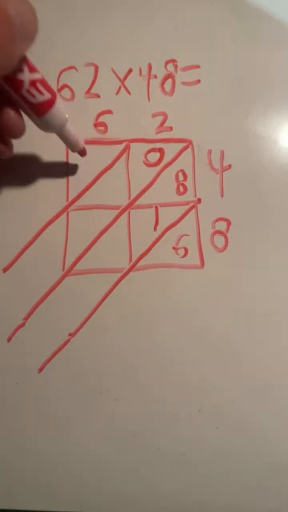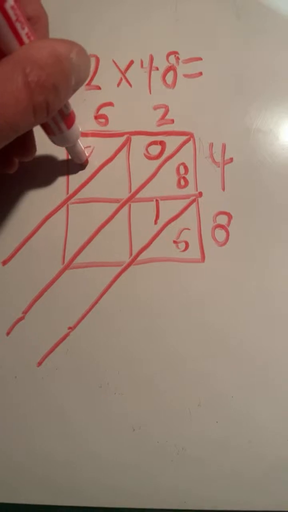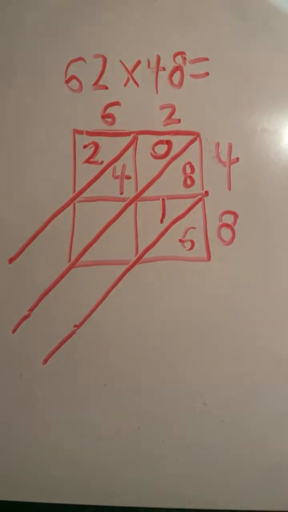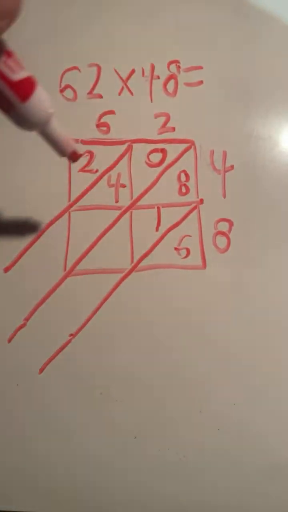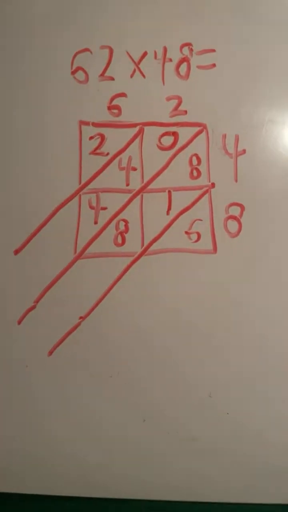The answer to 6 times 4 goes in this square. 6 times 4 equals 24. So we're going to put a 2 in the top triangle and a 4 in the bottom triangle. 6 times 8 equals 48. 4 in the top triangle, 8 in the bottom triangle.